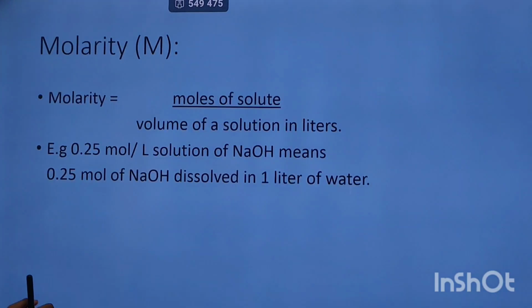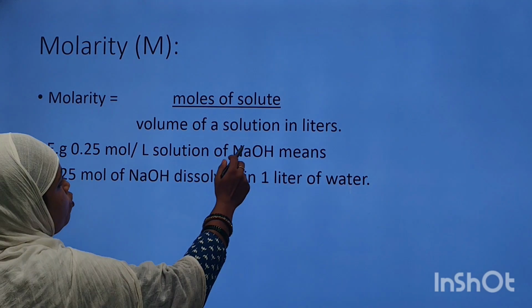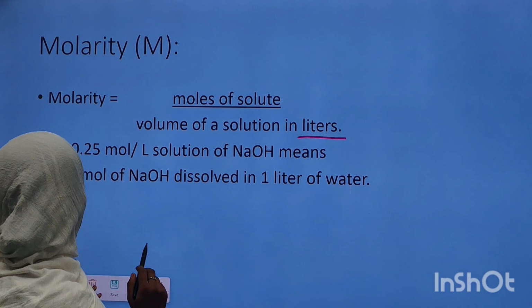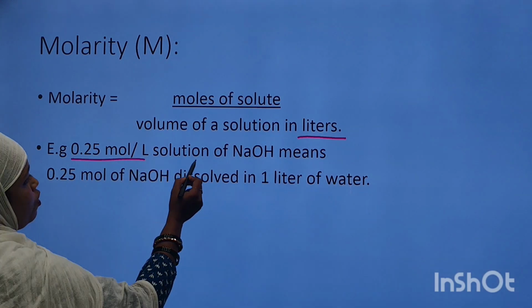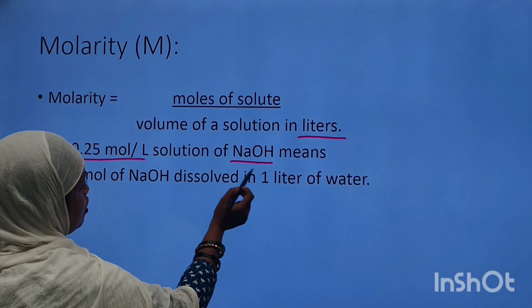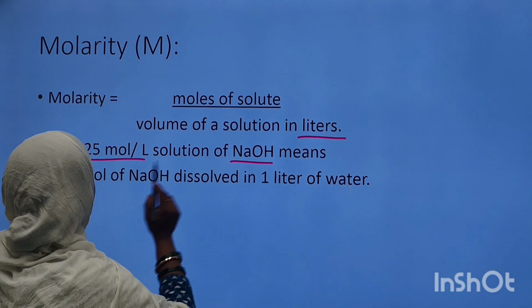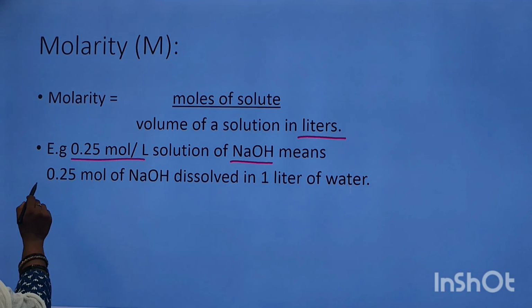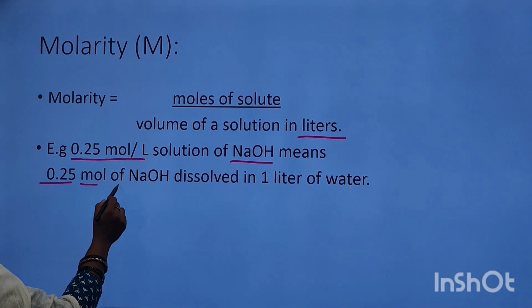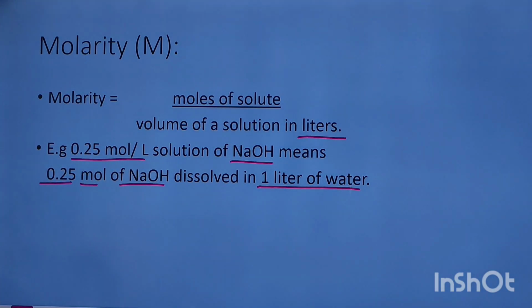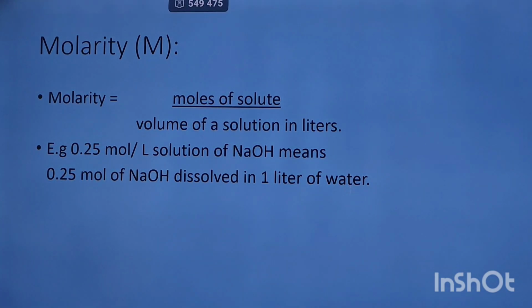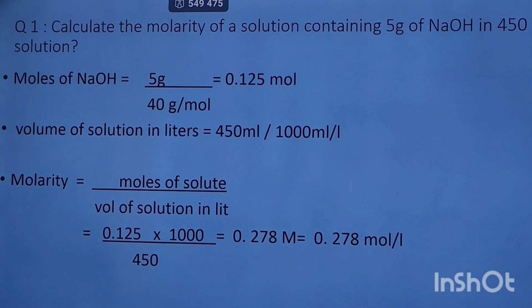Now we come to molarity. Molarity is the number of moles of a solute upon the volume of the solution in liters. I have given an example of 0.25 mole per liter of solution of NaOH, that is sodium hydroxide. Here we have 0.25 moles of sodium hydroxide dissolved in 1 liter of solution. Alright, let's calculate molarity.